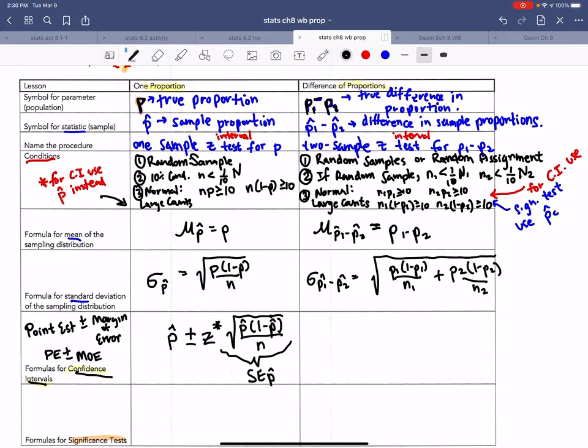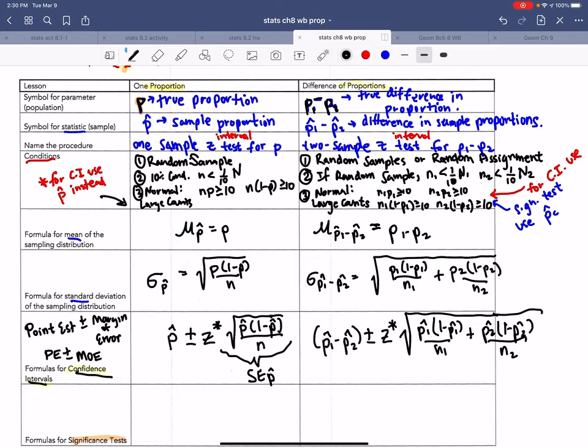What does the calculator use to find our confidence interval? Well, when I have a difference in proportions, I take my sample difference, and that's our point estimate, plus or minus our z star times the quantity, p1 hat, 1 minus p1 hat, over n1, plus p2 hat, 1 minus p2 hat, all over n2.